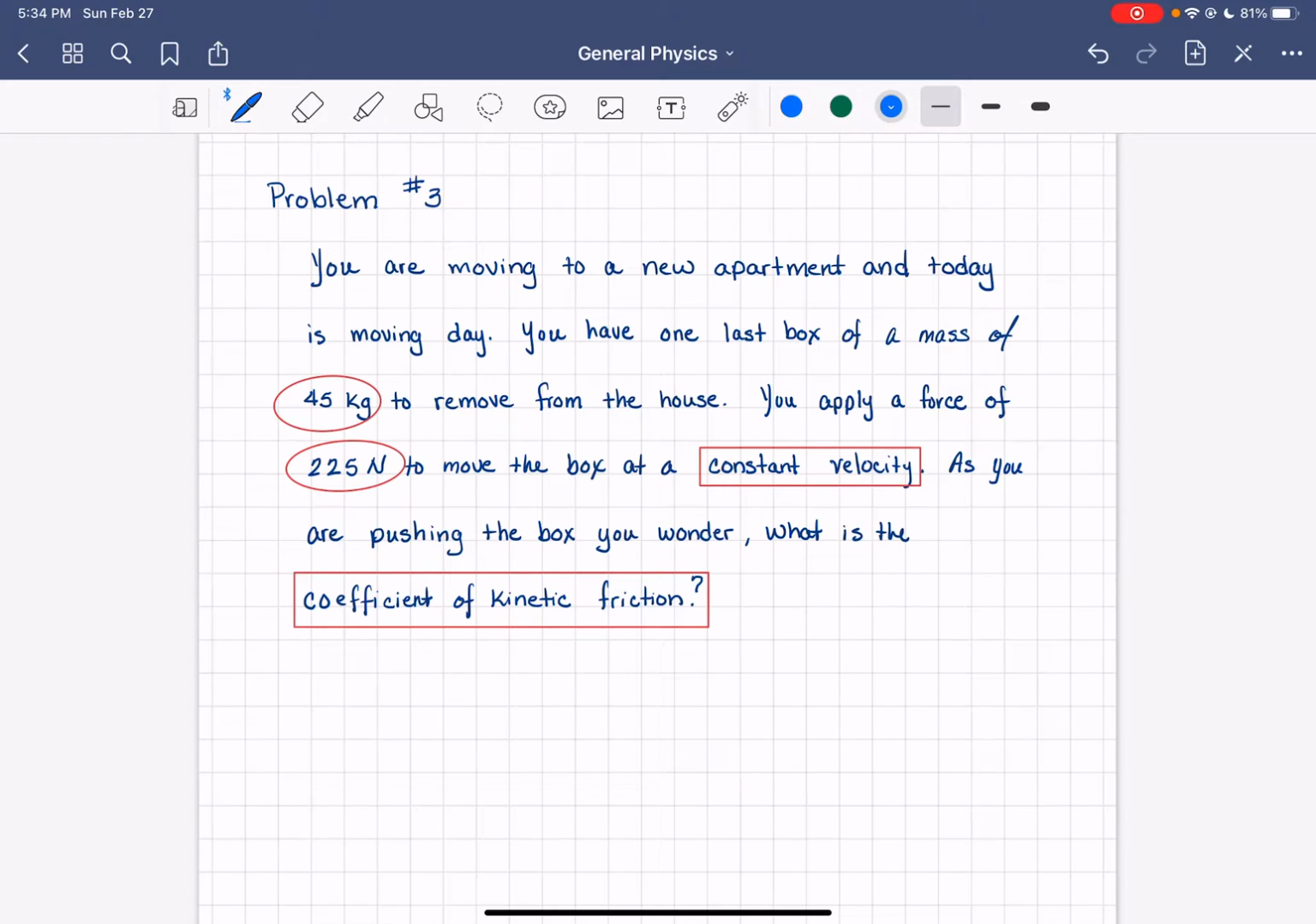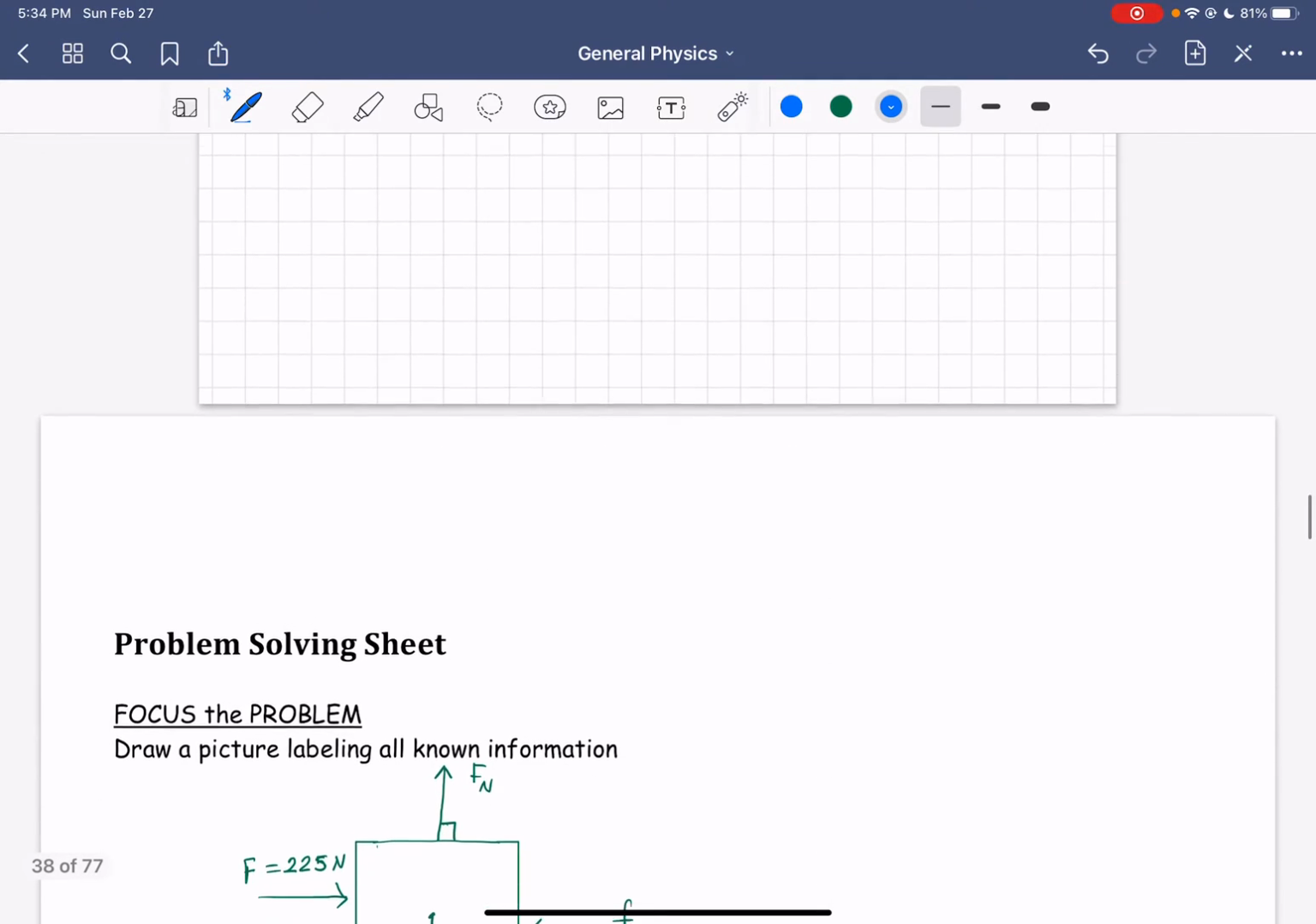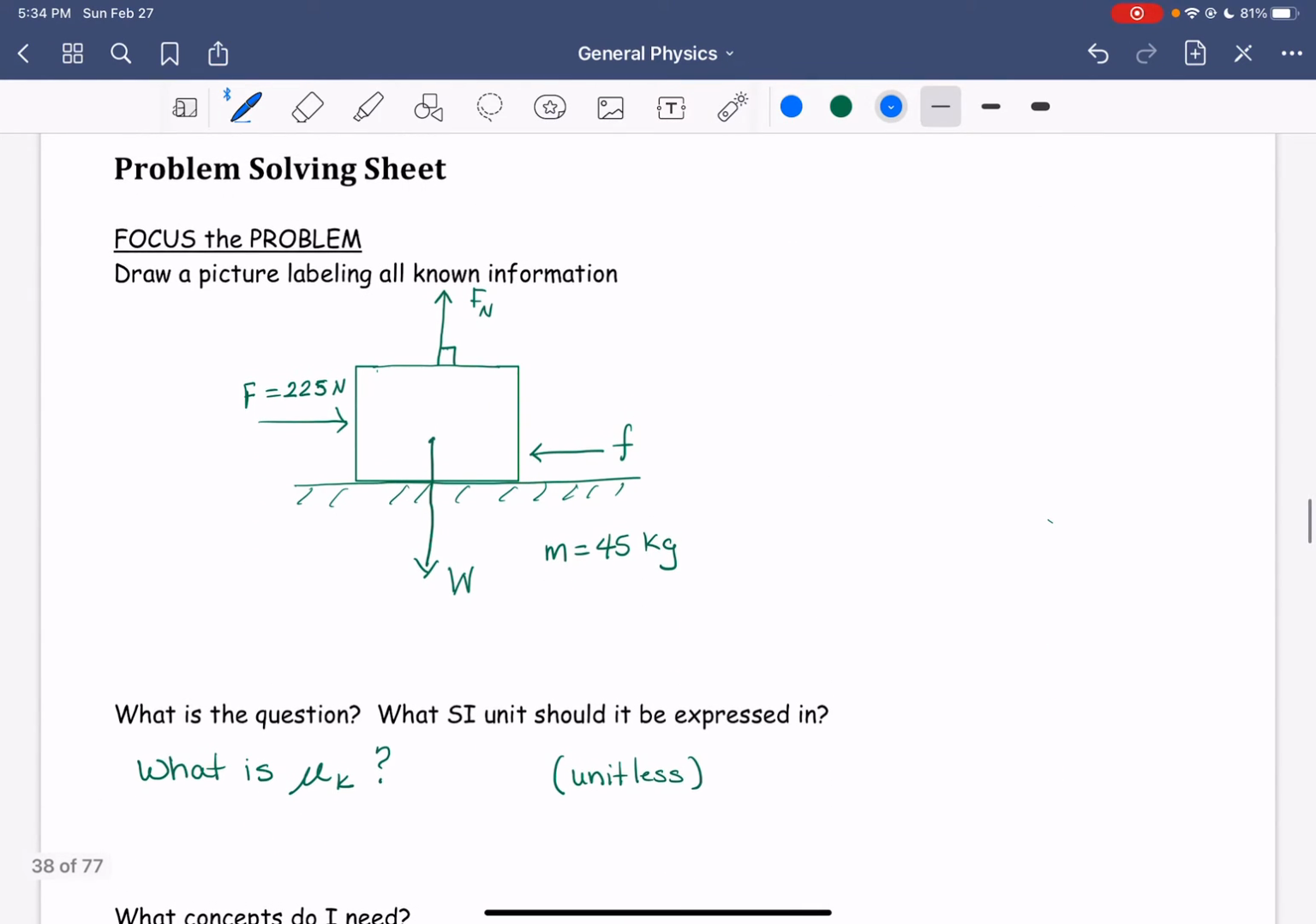So go ahead and get your problem solving sheet out. We're going to walk through that for this particular problem. First part of the problem solving process is to draw a picture. We always draw a picture of what is going on to focus the problem.